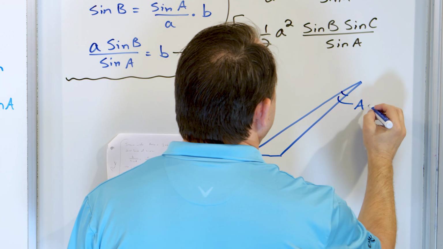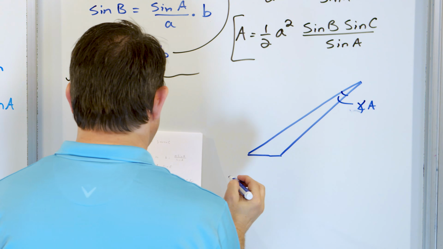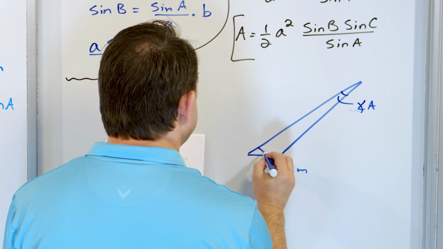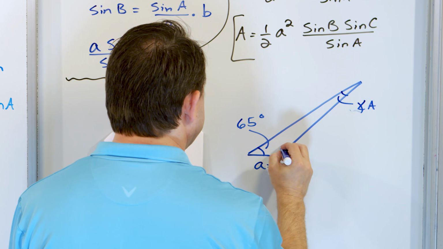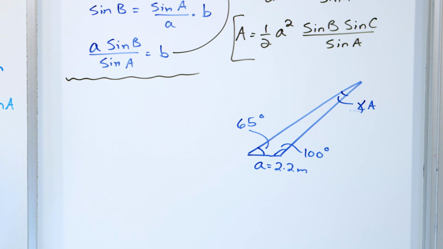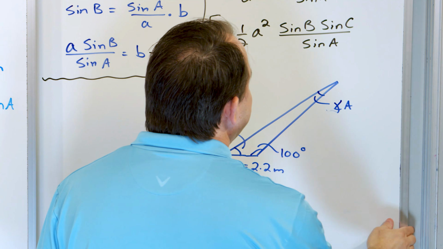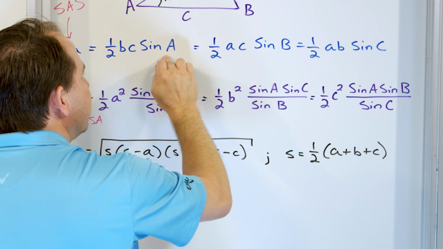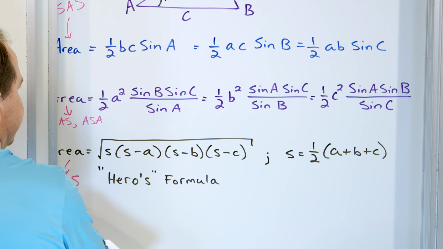This guy is angle A, if I can write an angle symbol correctly. And here, A is equal to 2.2 meters. And this guy is 65 degrees, and this guy is 100 degrees, all right? Now I have angle, side, angle. I'm not able to easily use the other formulas because I only have one angle for each of these, but I would need two sides. So I'm going to use one of these.